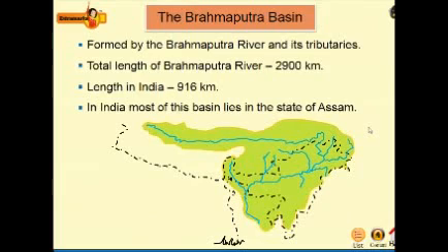And see here the Brahmaputra Basin. It is formed by the Brahmaputra River and its tributaries. The total length of the Brahmaputra River is 2,900 kilometers. The length of the Brahmaputra Basin in India is 916 kilometers. Understand? Yes. In India, most of this basin lies in the state of Assam.